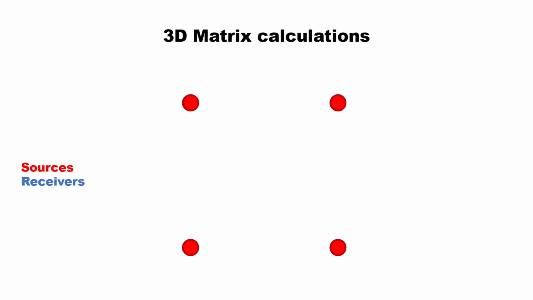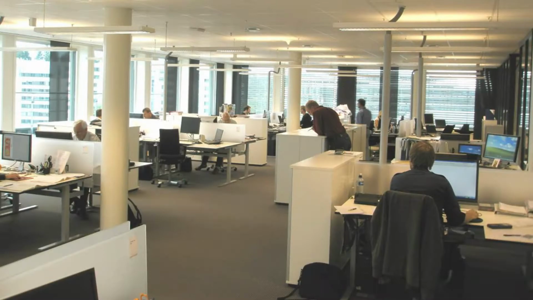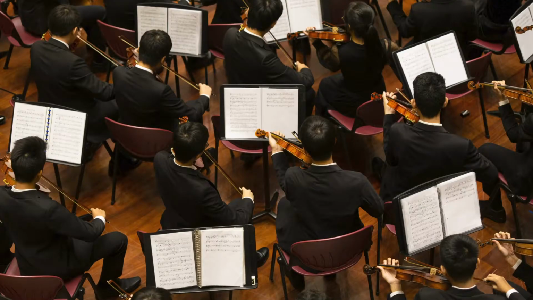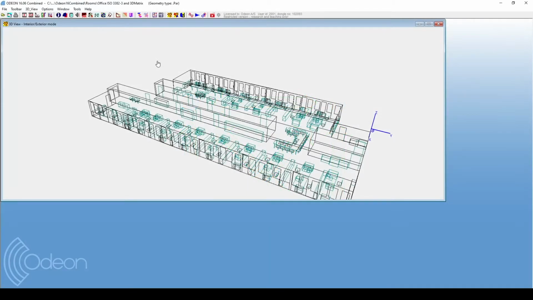In other words, it takes your point sources, treats them as sources and receivers simultaneously, and calculates the response of every possible combination of 2 points, without having to separately define receivers at the same positions. So, each point source also acts as a receiver for all other point sources. This comes in handy for open plan offices, orchestral simulations, and generally cases involving people that act as sources and receivers simultaneously. To perform a 3D matrix calculation, you simply need to click on this icon.